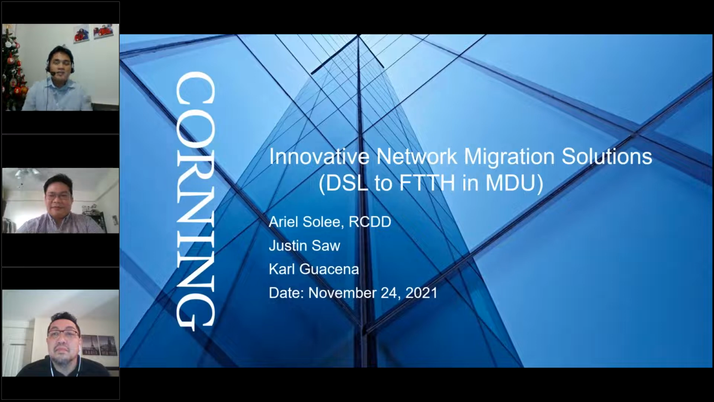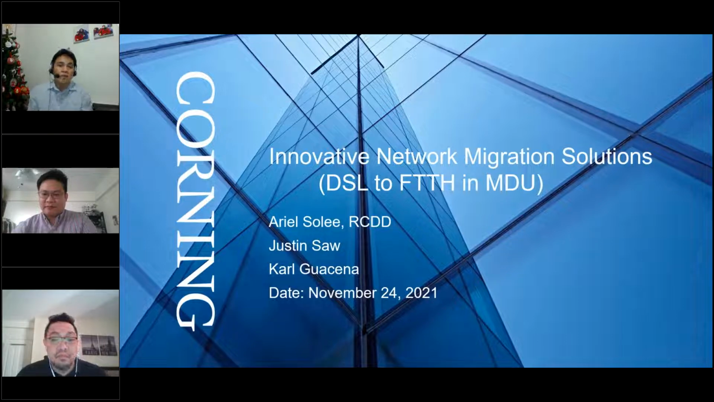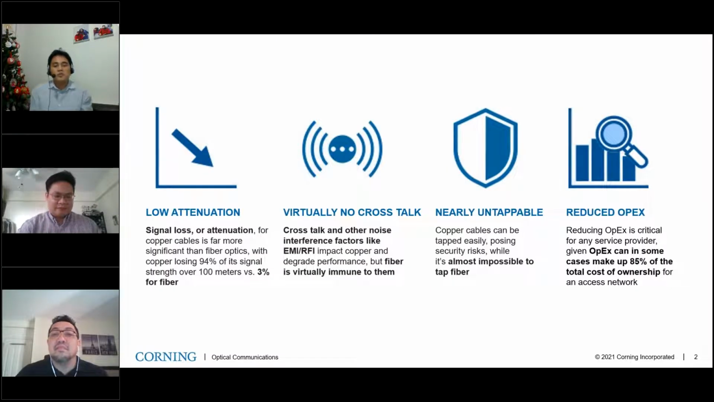FTTH has been aggressively deployed by telcos for the past 20 to 25 years, and yet there are still a lot of subscribers connected to copper broadband, which is mainly DSL, especially in a multi-dwelling unit setup. Customers no longer view access to high-speed broadband as a nice-to-have feature in their homes today. It is an essential service and becoming a basic necessity.